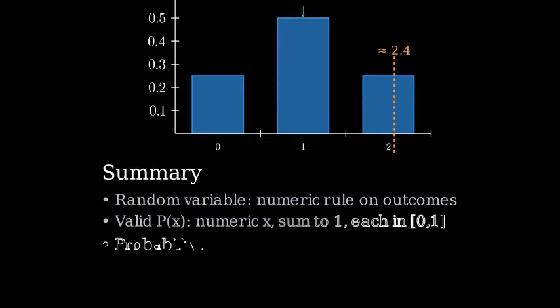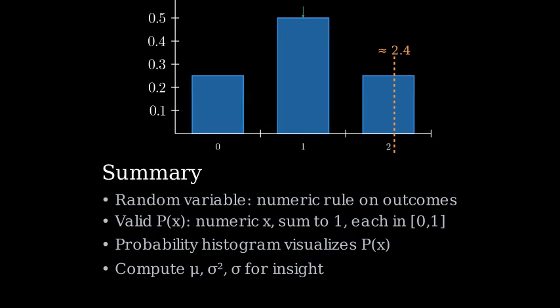To summarize, a random variable assigns numbers to outcomes. A valid probability distribution uses numerical X, sums to 1, and keeps each probability between 0 and 1. Probability histograms help us see the shape, and the mean, variance, and standard deviation quantify the center and spread. Great work exploring the core ideas of probability distributions.